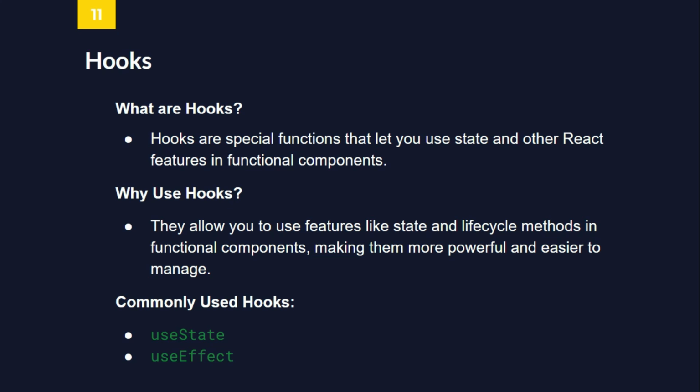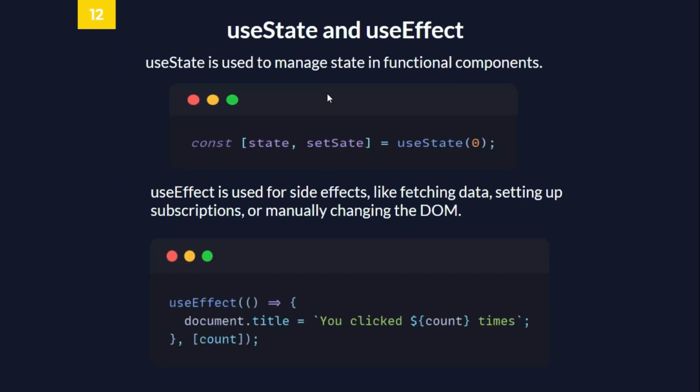In React, we have quite a number of hooks, but the two commonly used hooks are useState and useEffect. useState is used to manage state in functional components, and we can see an example of how useState is declared in React. Let's get to our code editor and see how that works real quick.